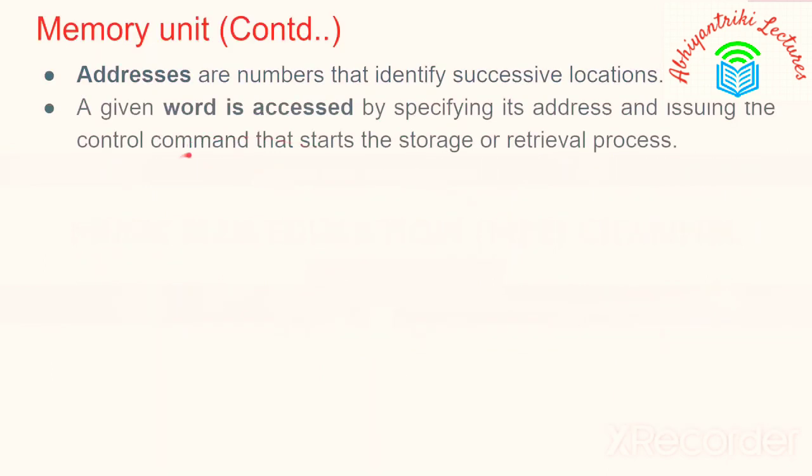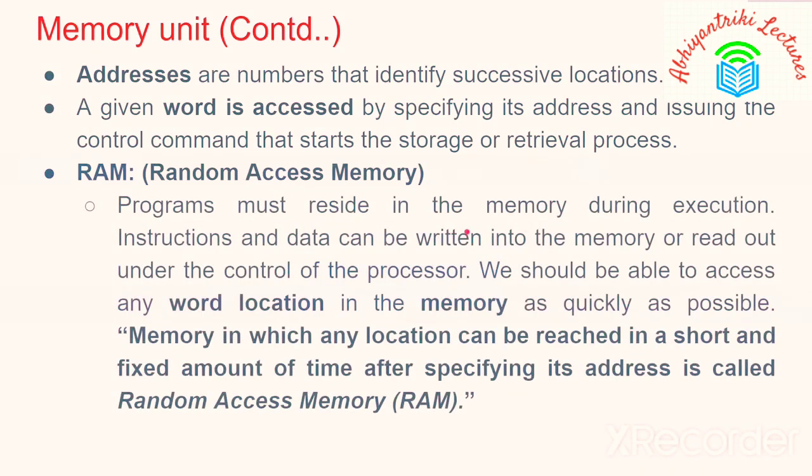A given word is accessed by specifying its address and issuing the control command that starts the storage. Storage means the write signal, and the retrieval process means reading from memory. So, write to the memory and read from the memory. Now RAM, random access memory: programs must reside in memory during execution, and data can be written into or read out under the control of the processor.